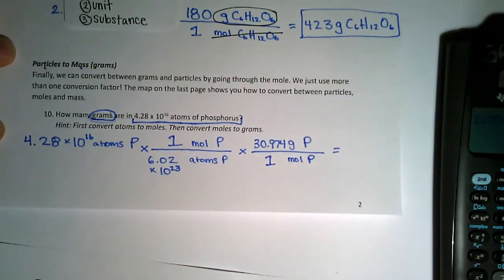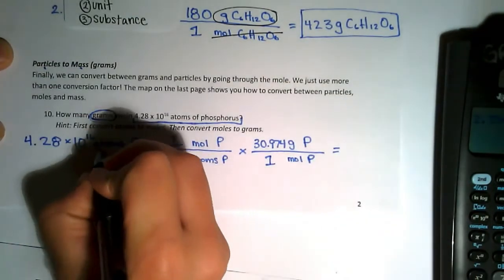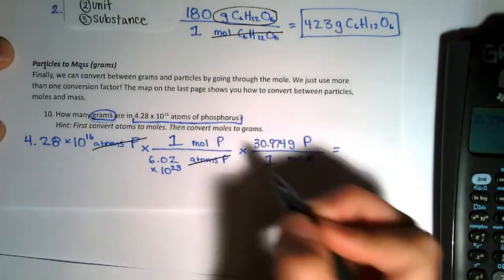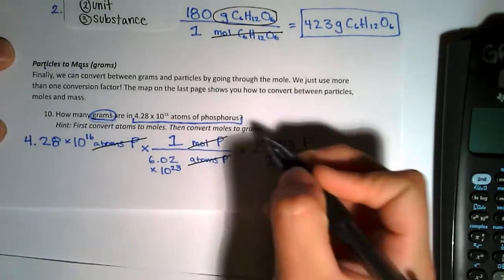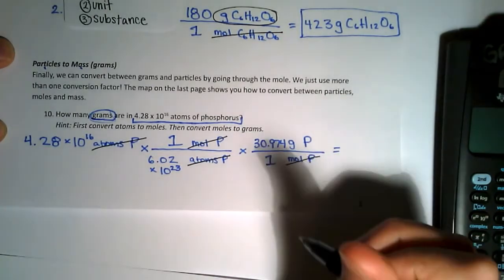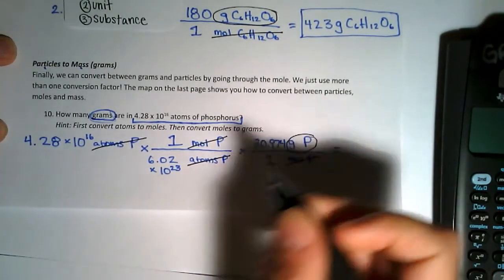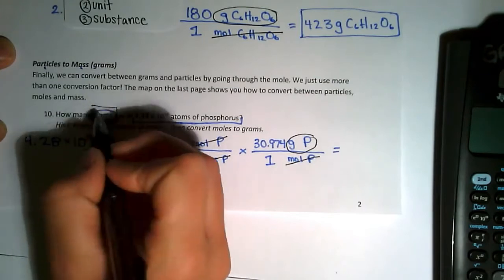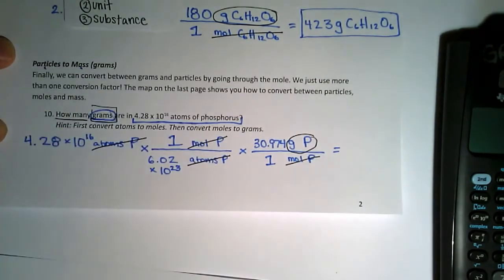Okay, so we've done the hard part. Now we have to cancel: atoms of phosphorus cancels with atoms of phosphorus, and moles of phosphorus cancels moles of phosphorus. So we're going to be left with grams of phosphorus, and looking back at our problem, that is what the problem is asking for, how many grams.